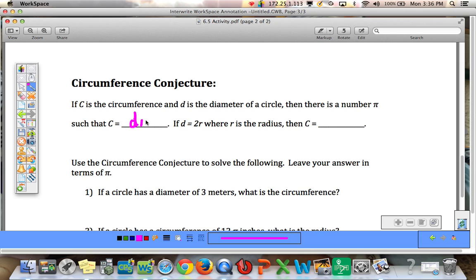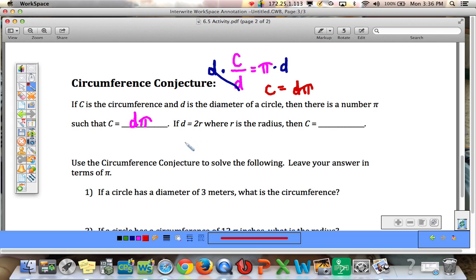And here is where that comes from. So again, we measure circumference divided by diameter, we get pi. And if we were to solve that equation for circumference, we would multiply each side by D to get rid of it. So if it's divided by D, we're going to multiply each side by D. And there's where the formula comes from. Circumference equals diameter times pi, or pi times the diameter.